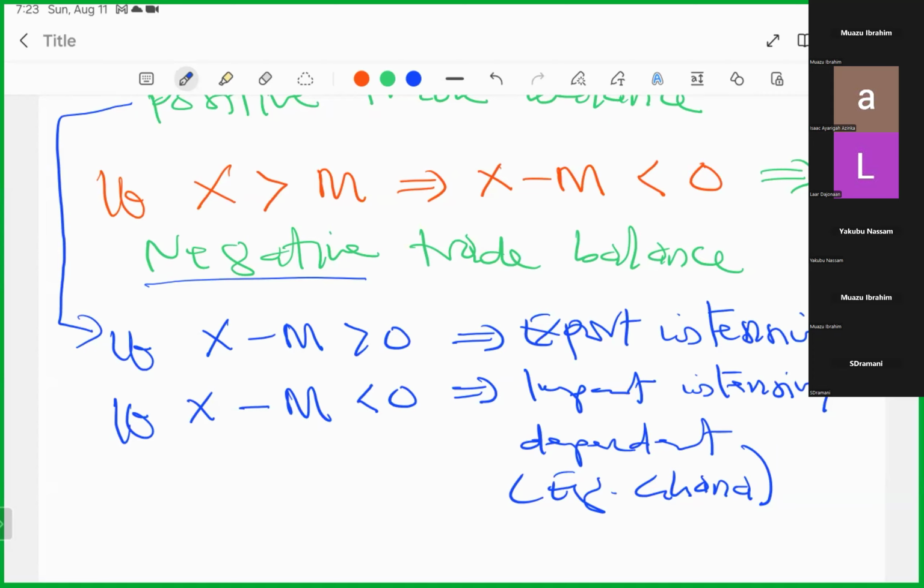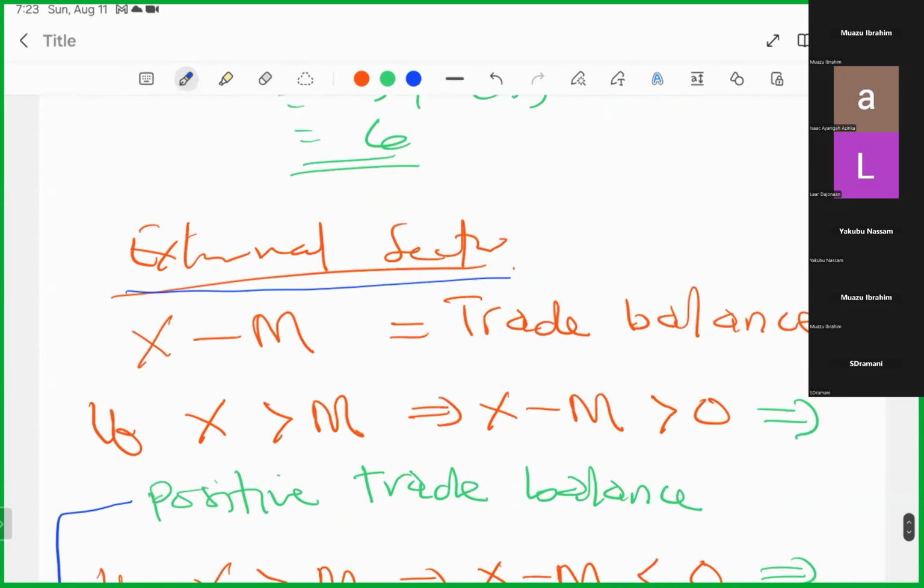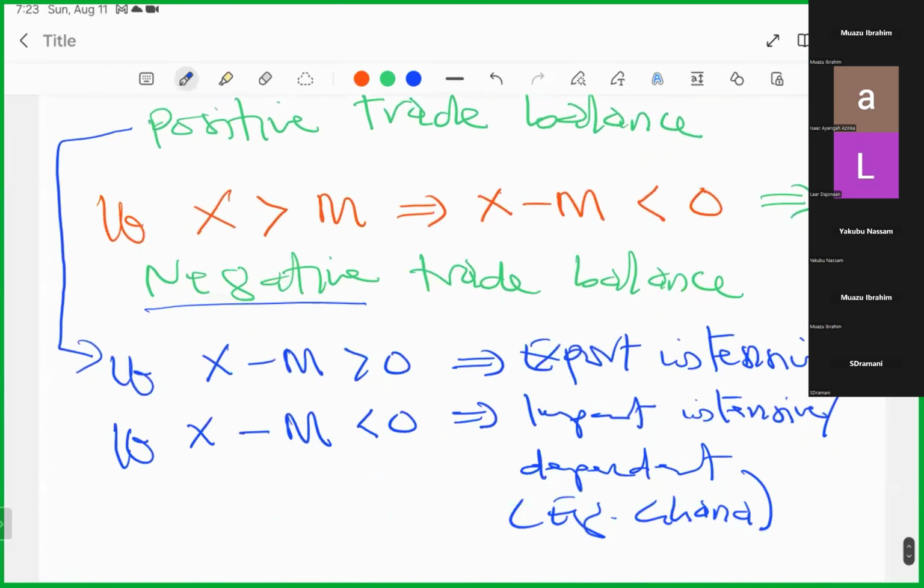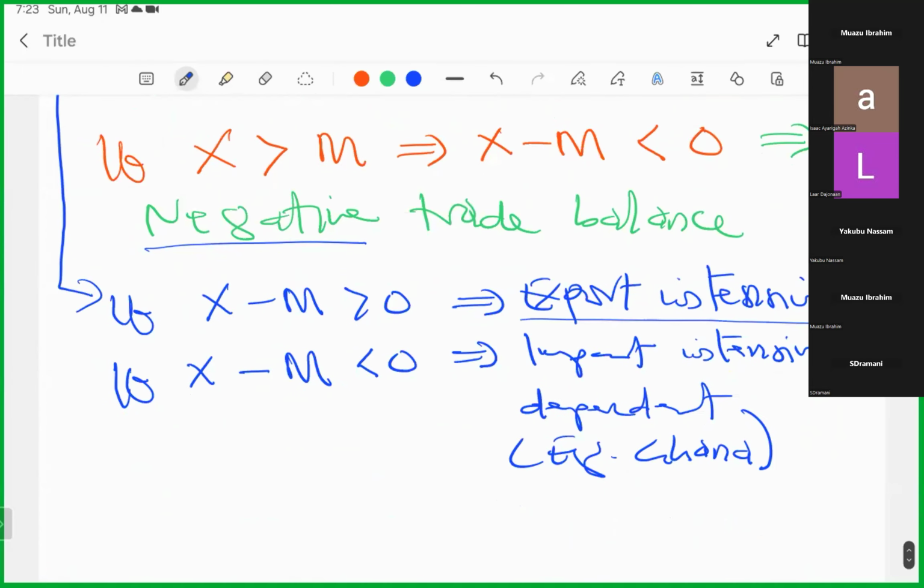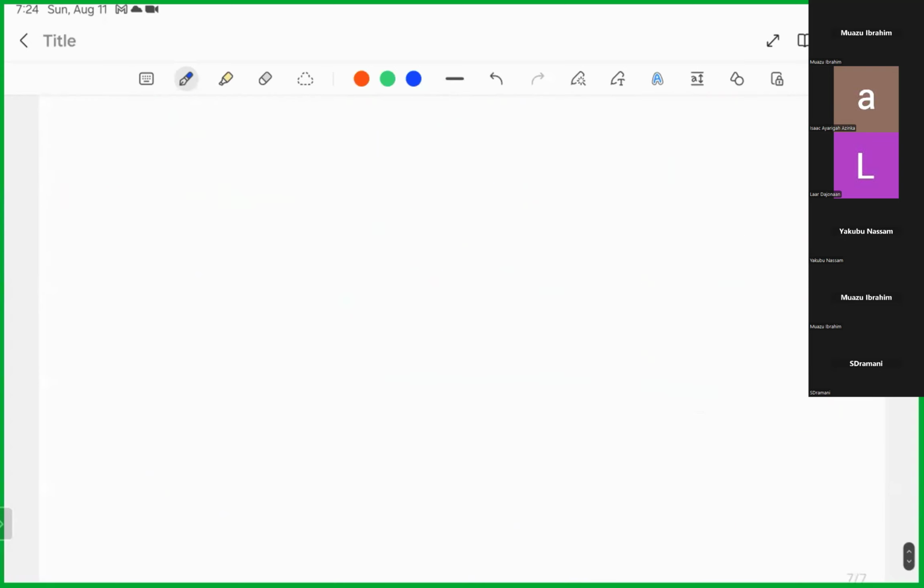So if I give you an exam and I ask you to comment on the external sector, I'm basically asking you to tell me whether the country is export intensive, export dependent or import dependent, by just looking at exports and imports and knowing which one is greater than the other. Now, let's go deeper into consumption, the C component.